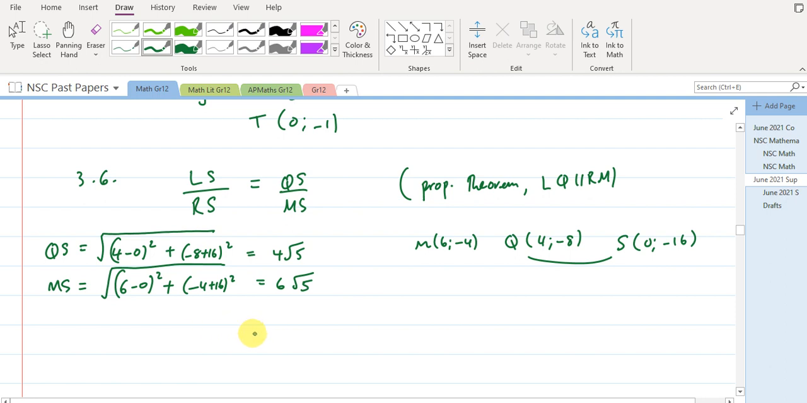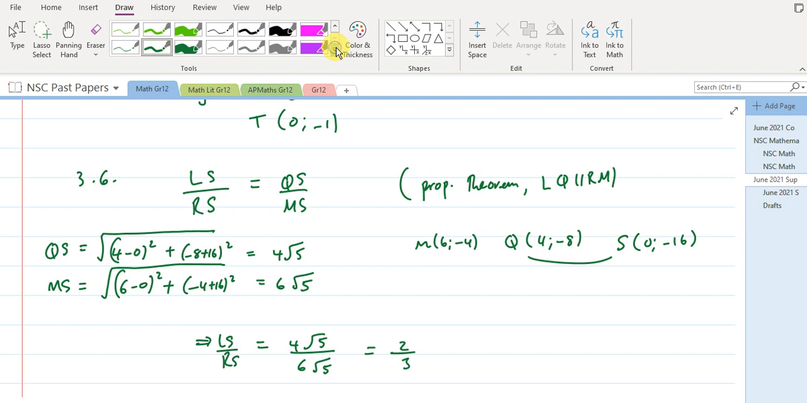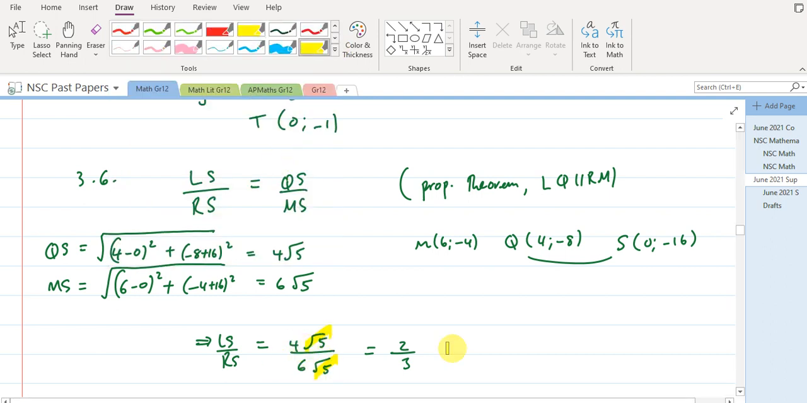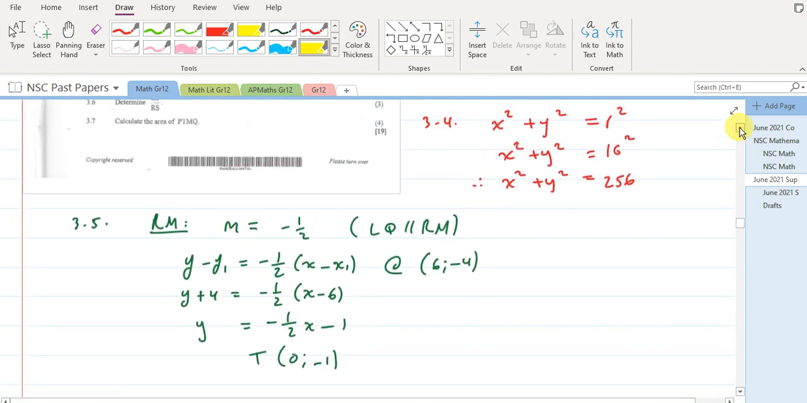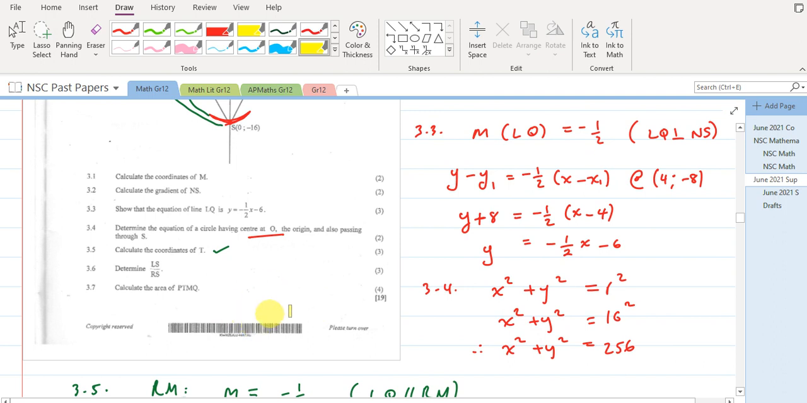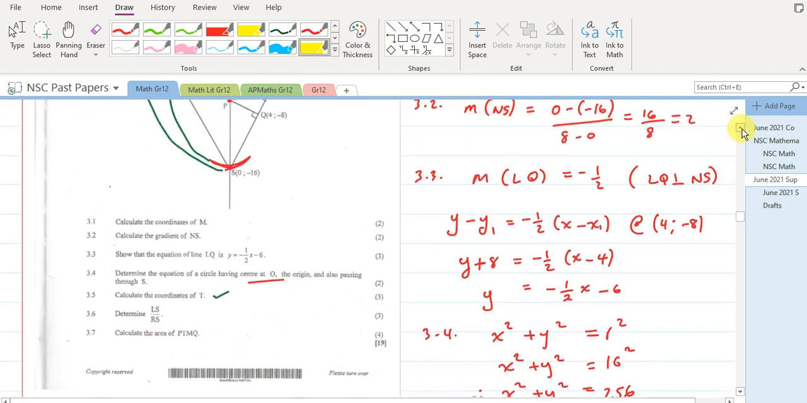Right, so lovely. Therefore, this implies QS over MS is now equal to 4 root 5 over 6 root 5, which is 2:3, because the square roots of 5 cancel out and then 2 can go into both, so 2/3. That's your answer. Right, good question. Lovely.